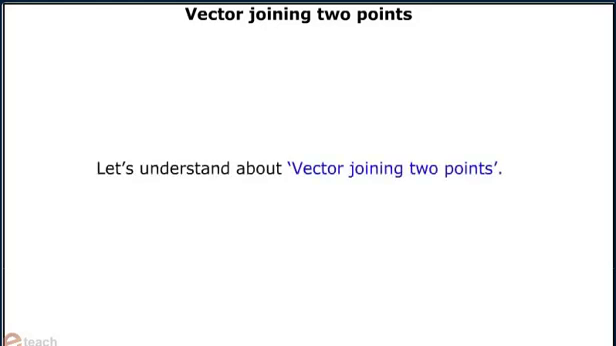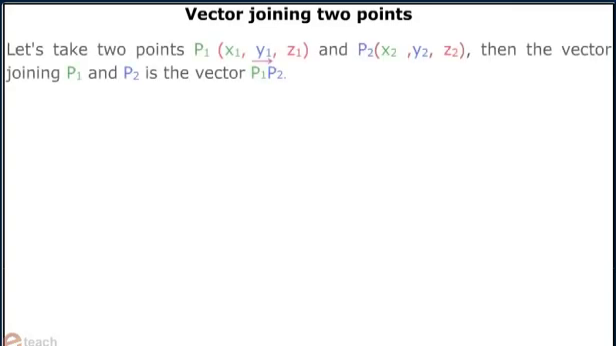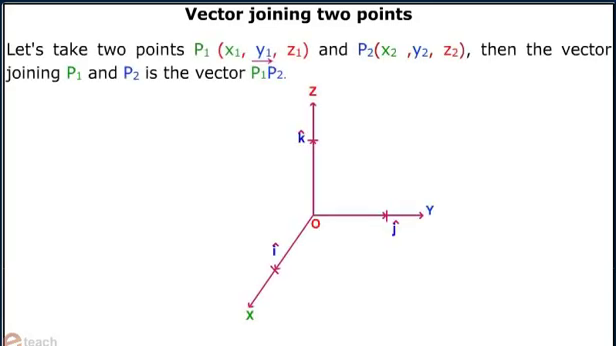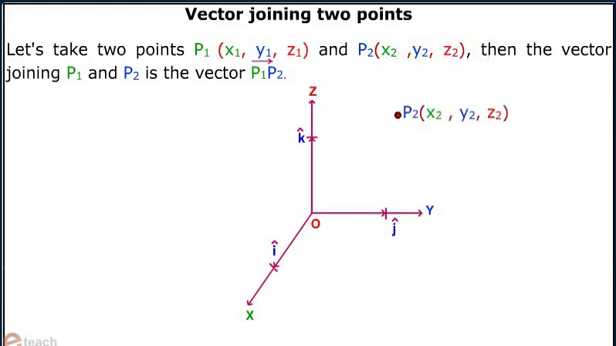Let's understand about the vector joining 2 points. Let us take 2 points P1 (x1, y1, z1) and P2 (x2, y2, z2). Then the vector joining P1 and P2 is the vector P1P2.